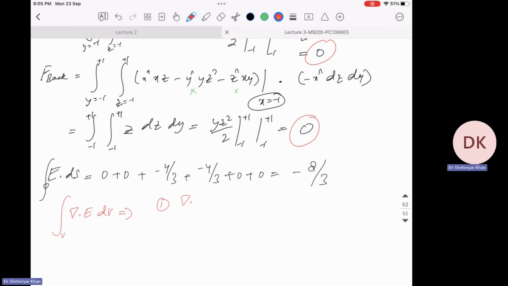First step, calculate del dot E. Please look at this step. This is very important. Please look at this step, the left hand side of the divergence theorem. So now we will find out the divergence and then volume integration. Okay. So first thing is to compute the divergence.